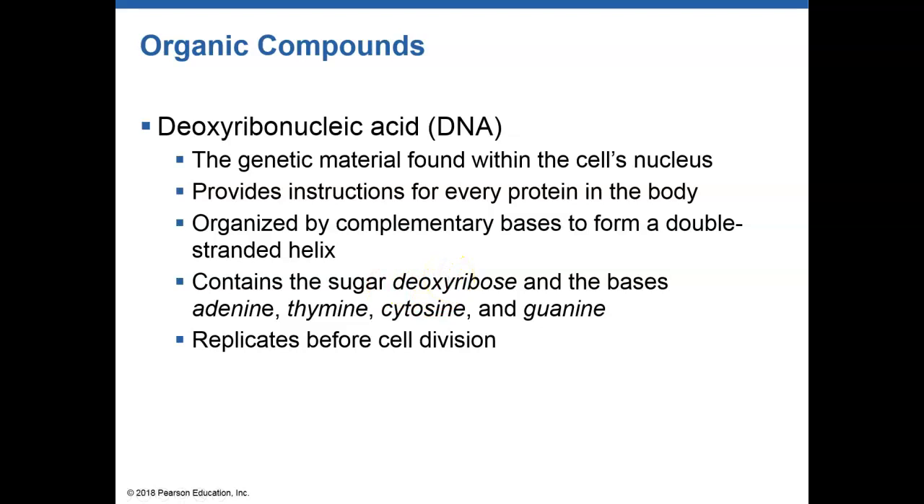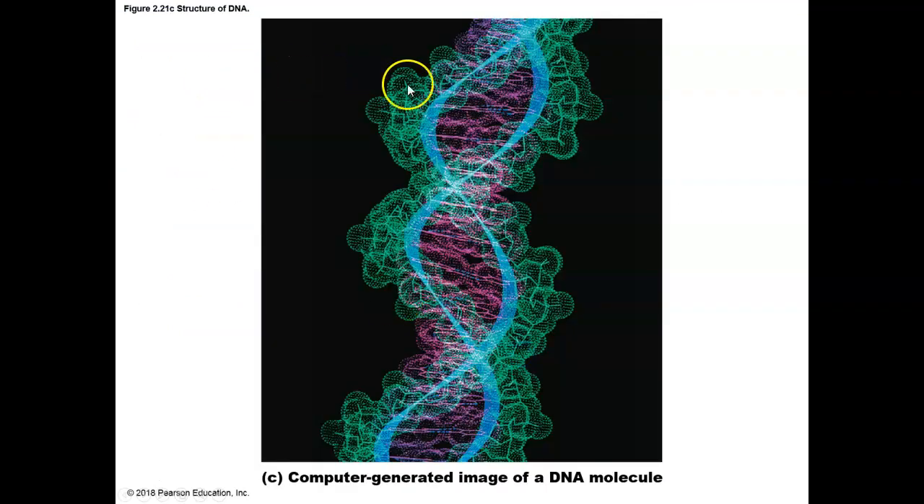DNA then is the genetic material found within the nucleus of our cells, composed of adenine, thymine, cytosine, and guanine. And it carries all the information for every protein in our body. So it's considered really the building blocks of our body. Every time our cells replicate, DNA has to replicate first. So that's a beautiful picture of what DNA looks like.